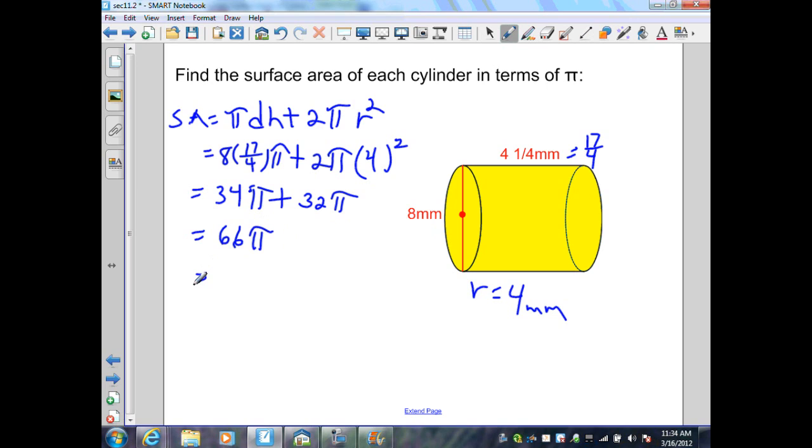At this point, my solution is in terms of pi, and that is the solution they need me to have it in. So now I just complete 66 pi square millimeters.